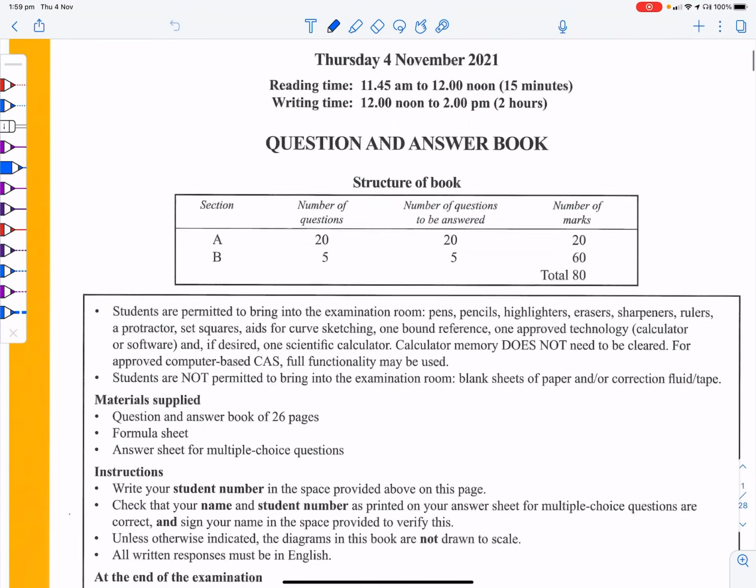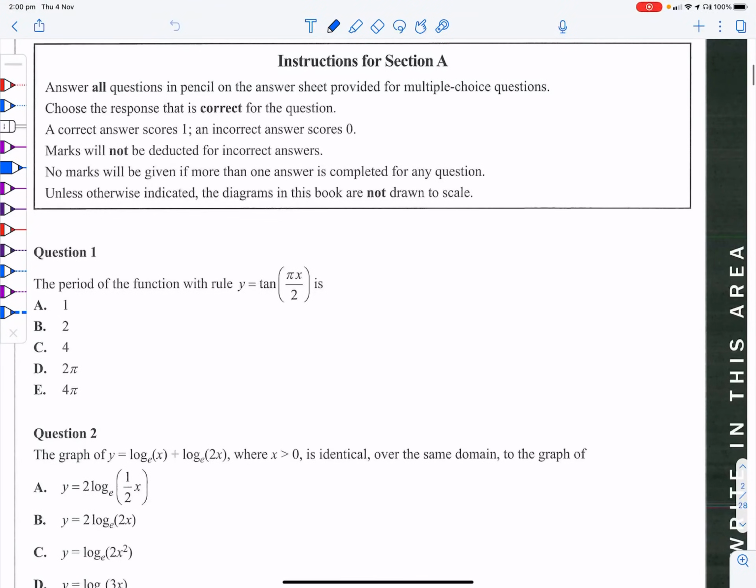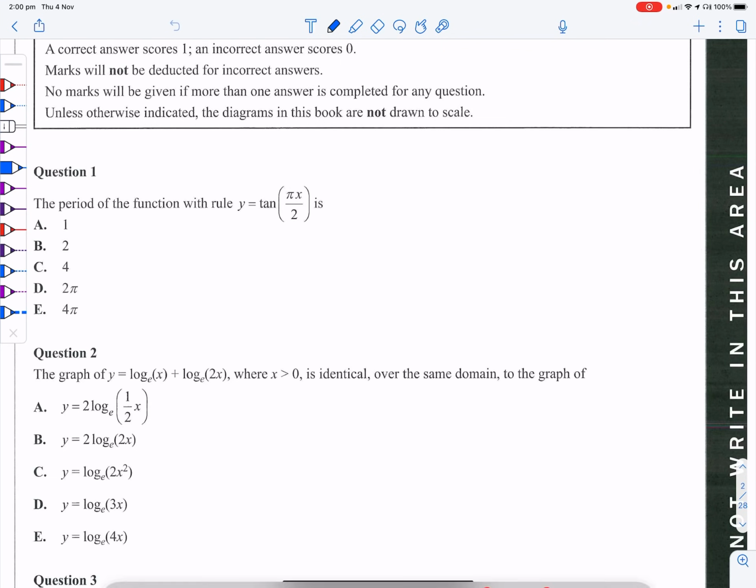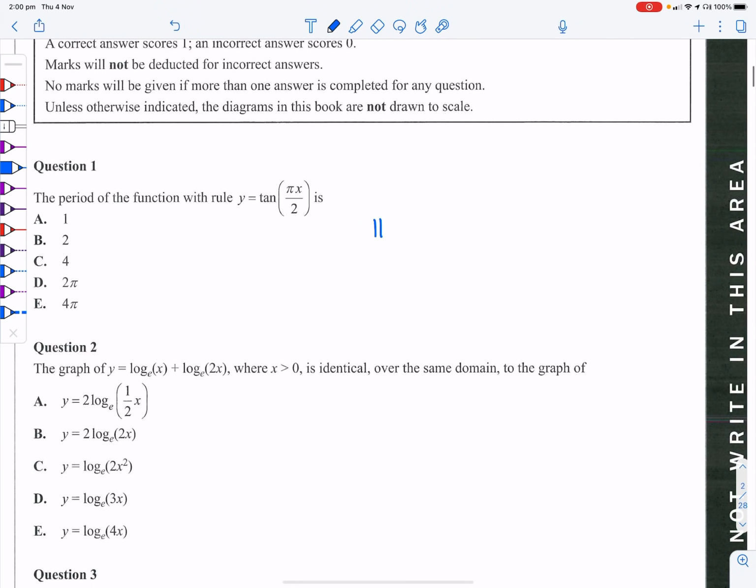Okay guys, I just got my hands on exam 2. So let's have a crack at the multiple choice. Hopefully I won't make any mistakes. The first one, the period of a tan graph is pi on n, which in this case is pi on 2, which is 2.